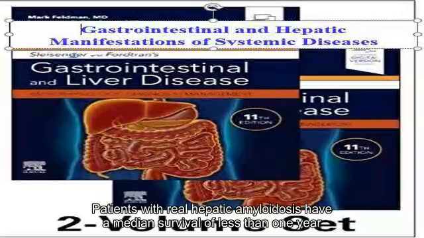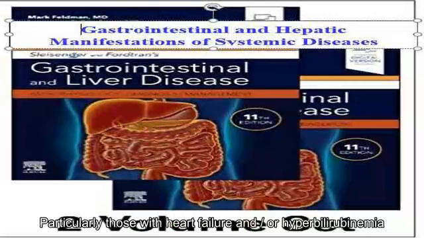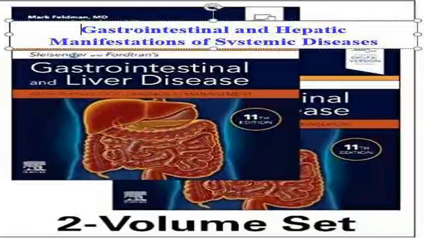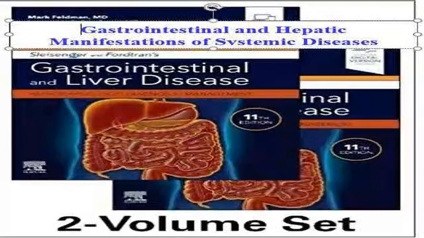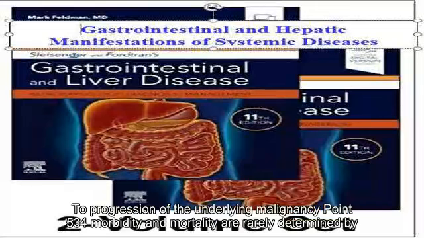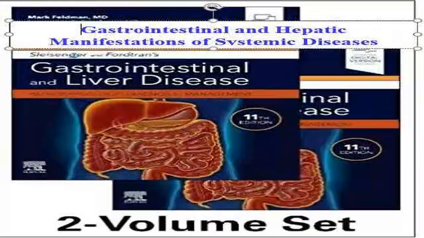Patients with AL hepatic amyloidosis have a median survival of less than 1 year, particularly those with heart failure and/or hyperbilirubinemia. The majority of deaths are related to cardiac or renal complications or, in the case of multiple myeloma, to progression of the underlying malignancy. Morbidity and mortality are rarely determined by extent of hepatic involvement.